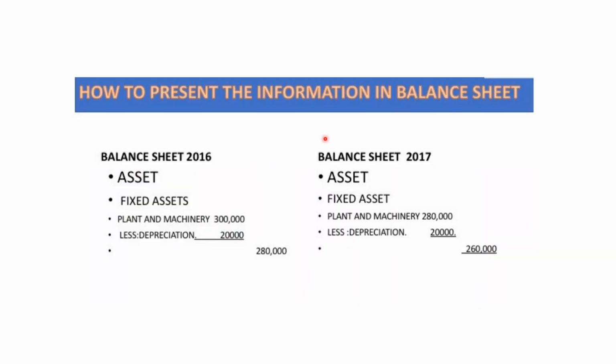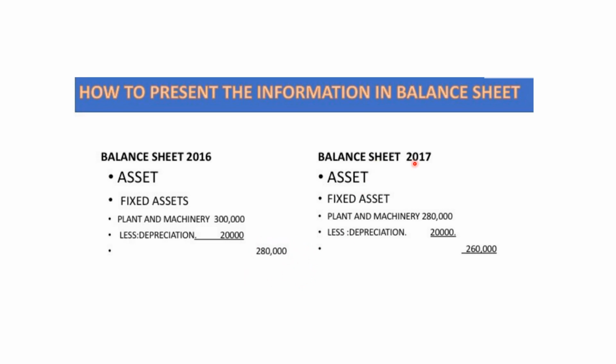Now, how do you show this information in the balance sheet? Now, you have the balance sheet of 2016, 2017. Because of this going concern concept only, you are charging depreciation every year on the cost price, and the value of this cost price keeps on decreasing every year. Initially, the machinery cost was 3 lakhs. Because of the depreciation charge at the end of the year, 20,000, the value remaining is 2,80,000.